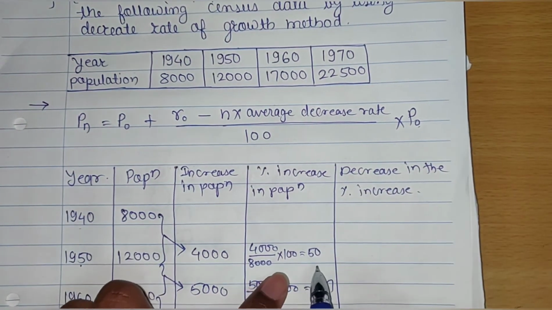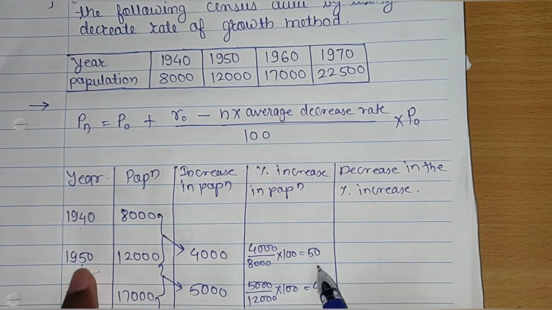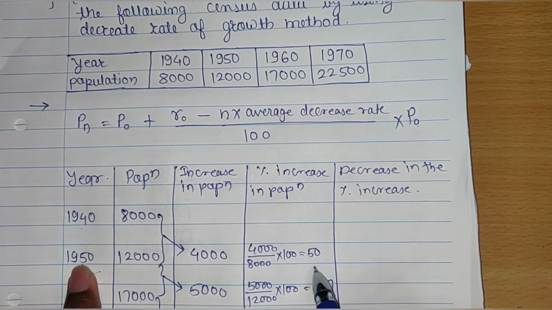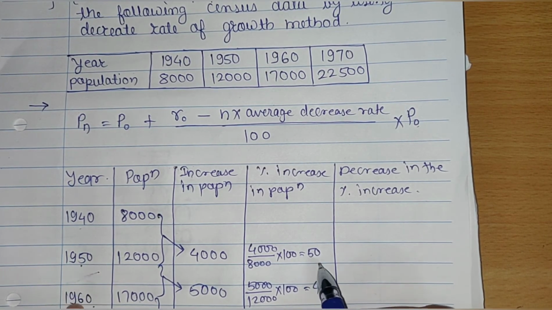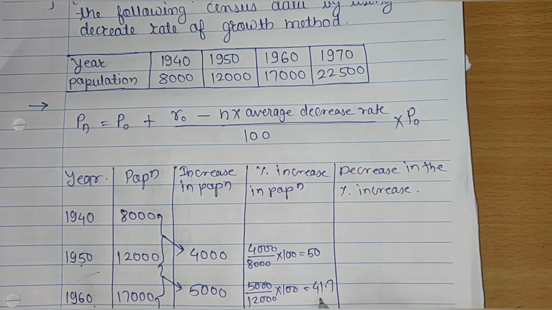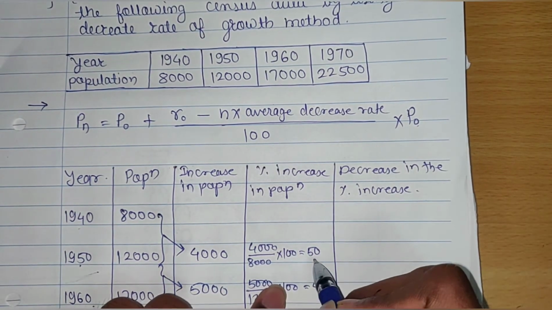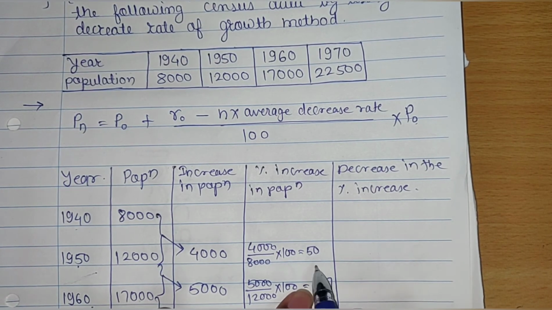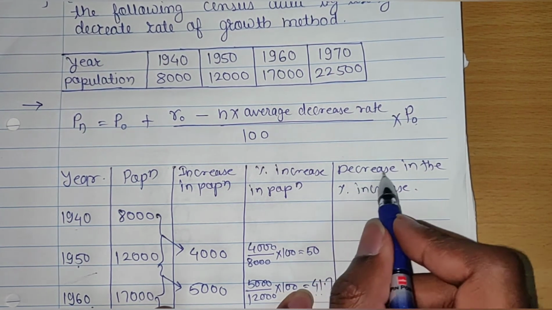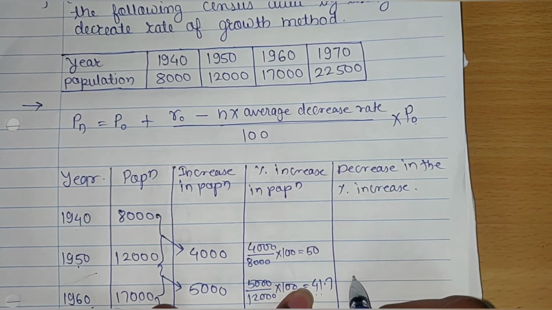Suppose we know that from 1940 to 1950 the population increased by 50%. The rate of population increase is 50%. For the next decade the rate is 41.7%. But if we compare this value with the previous value, there is a decrease in the rate of increase. This column indicates how much is the decrease in the percentage increase. So here we have to write the values.